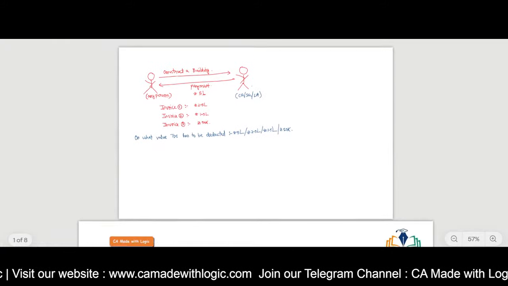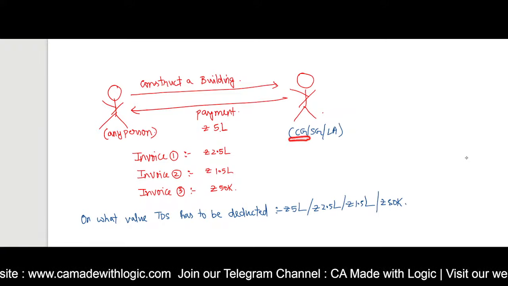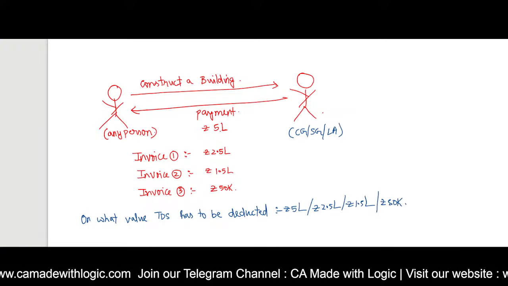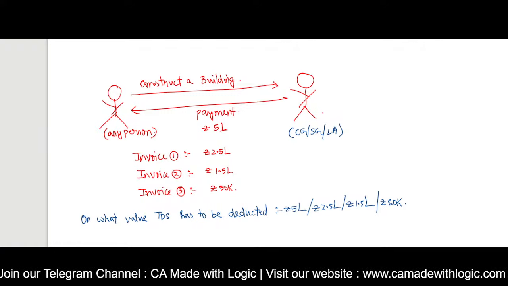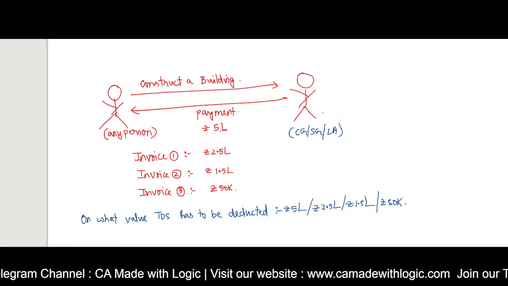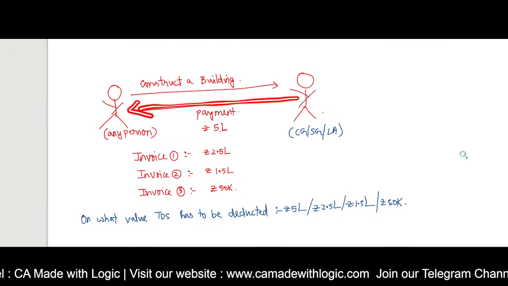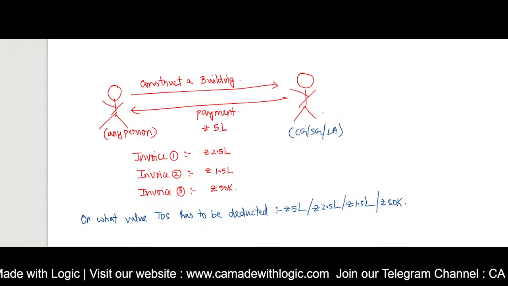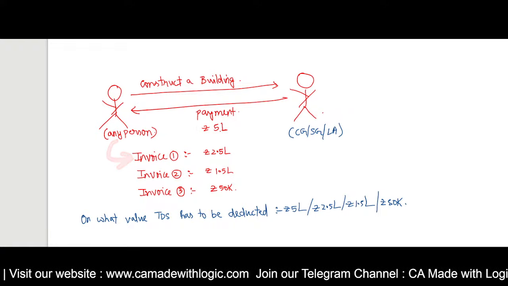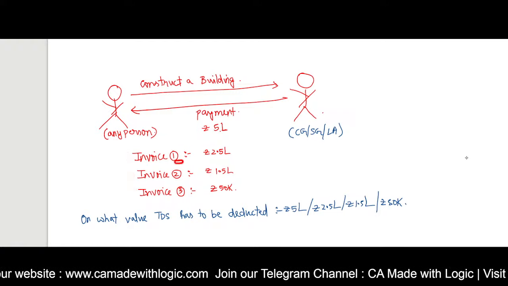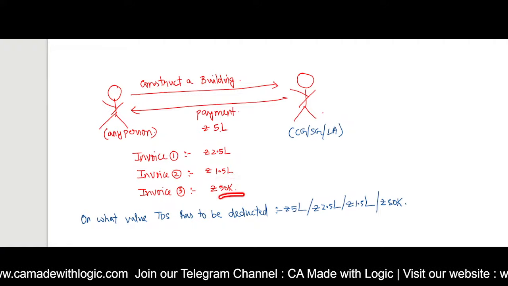Here there is one person who is the supplier. Here comes the central government, state government and local authority. The central government wants to construct a building for poor people. The government has given a contract, and will make a payment of 5 lakh rupees. The supplier has issued 3 invoices. Invoice number 1 is 2.5 lakh rupees, invoice number 2 is 1.5 lakh rupees, and invoice number 3 is 50,000.